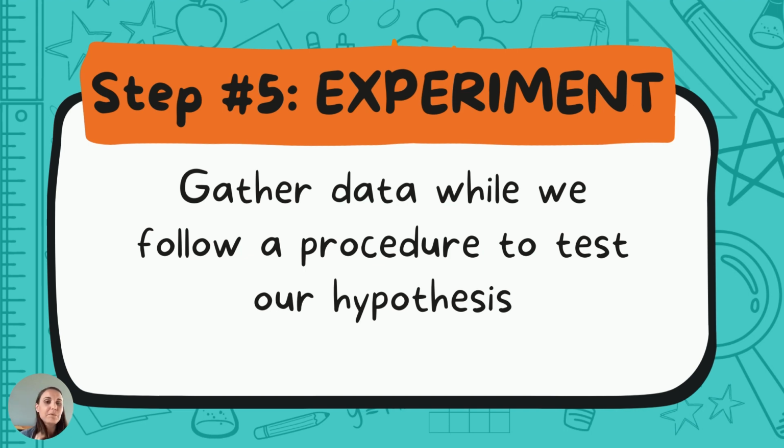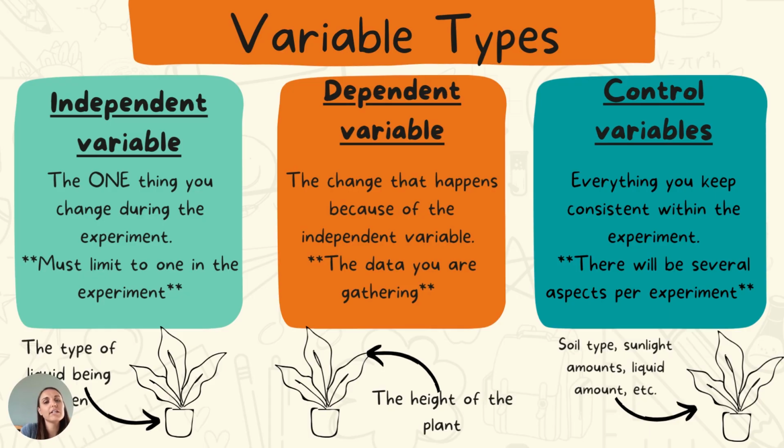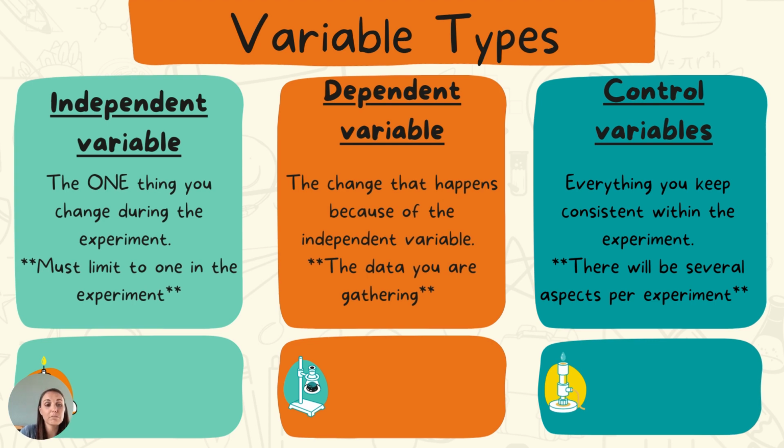Then we get into the experiment. So this is where students are going to gather data while we follow a procedure to test our hypothesis. So we review variable types. We then link them to our actual experiment: what are the control variables, what's the dependent variable, what's the independent variable in our actual experiment.